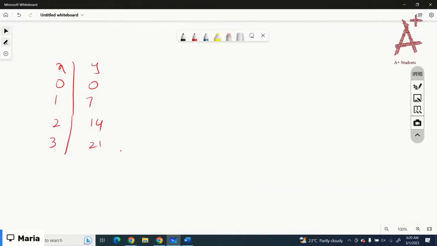Okay, first of all, you have to calculate the slope. Just see the difference. 0 plus 7 is 7. 0 plus 1 is 1. 7 plus 7 is 14. 1 plus 1 is 2. So you have the change in y and the change in x. Change in y is 7 and change in x is 1. 7 over 1 equals 7. That means the slope is 7.